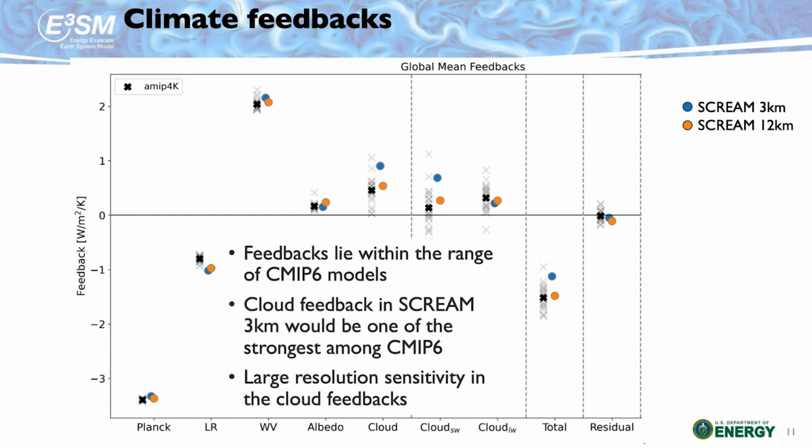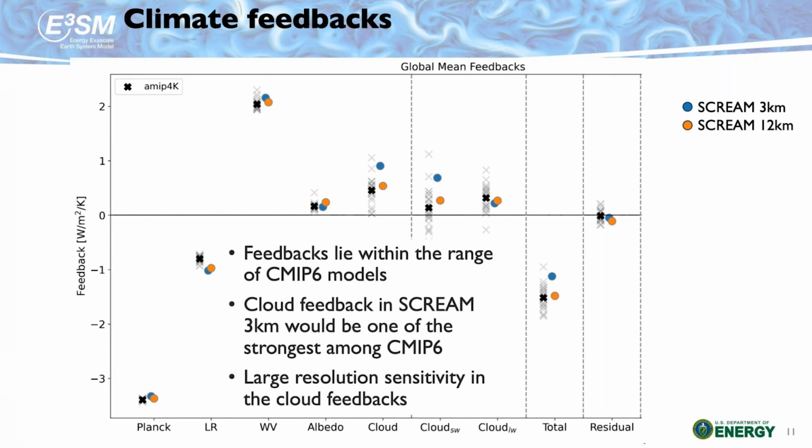And so just to summarize here, the feedbacks coming from SCREAM lie within the range of the CMIP6 models, but if you actually look at the total feedback, it is one of the strongest ones, and the cloud feedback is the reason for that, and has one of the strongest among the CMIP6 models. What's been interesting, and I think surprising to see, is also there's a large resolution sensitivity when it comes to this cloud feedback, and that's what we're looking at more closely, trying to understand why it occurs.